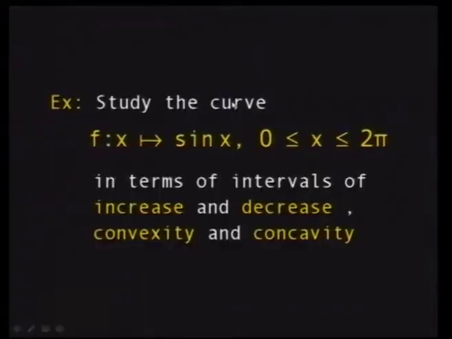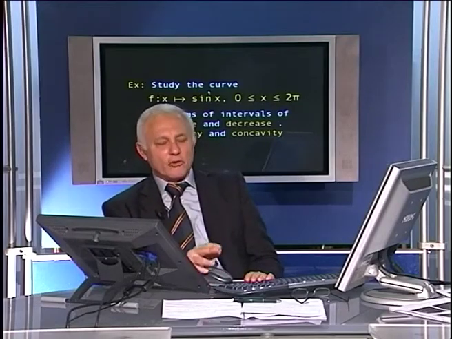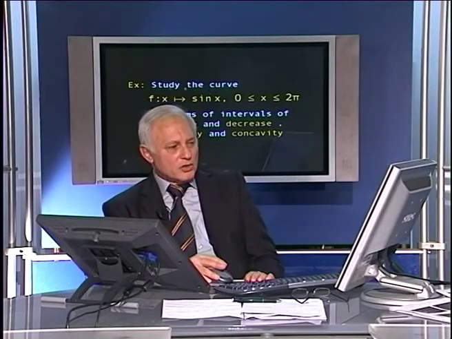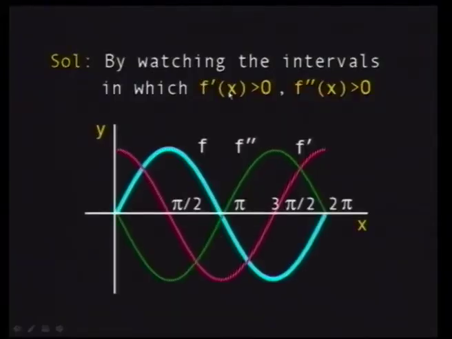Whereas when the double derivative, the second derivative, is positive, it means that you have an interval of concavity upwards, whereas when it is negative, you have an interval of concavity downwards. So all you have to do in order to study this curve is watch the sign of both f dash and f double dash. Here is your original function, which is sine x in the closed interval from 0 to 2 pi. In the blue here, this is the sine x.